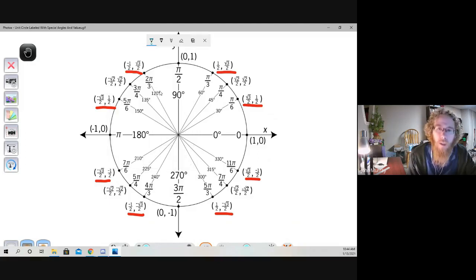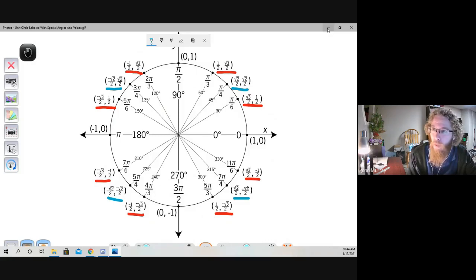And then for the 45, we always have root 2 over 2, root 2 over 2, but this one's negative because we're over here on the left side. Here they're both negative because we're down here in the third quadrant. And here the y is negative because we are in the fourth quadrant.